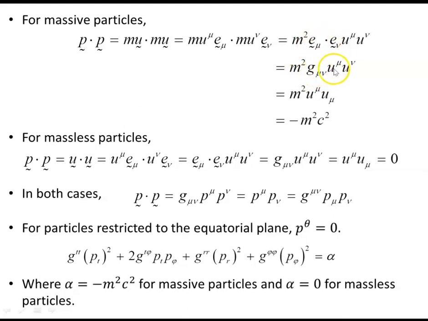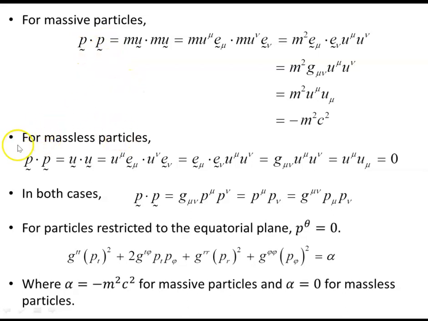m squared times the metric times this. We use the metric to lower one of the indices: m squared u^mu u_mu. And when we do that, we get here this inner product is minus c squared, and with the m squared out front, so minus m squared c squared. So that's the magnitude squared of the scalar product of the momentum four-vector with itself.